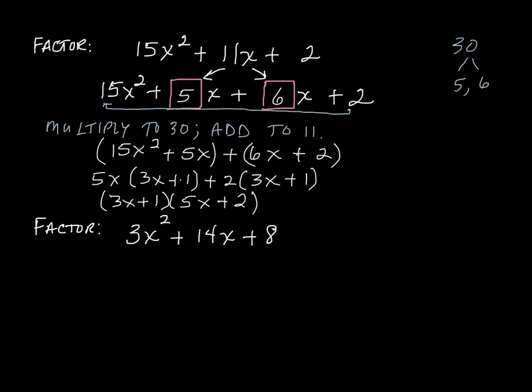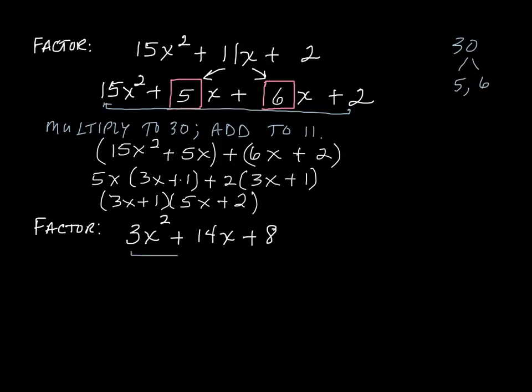The leading coefficient is not a 1, and you can't factor out a GCF to make it a 1. Look at 3x squared plus 14x plus 8. Leading coefficient is 3. You can't factor anything out. So this is when you know you have to use the grouping method or the AC method.